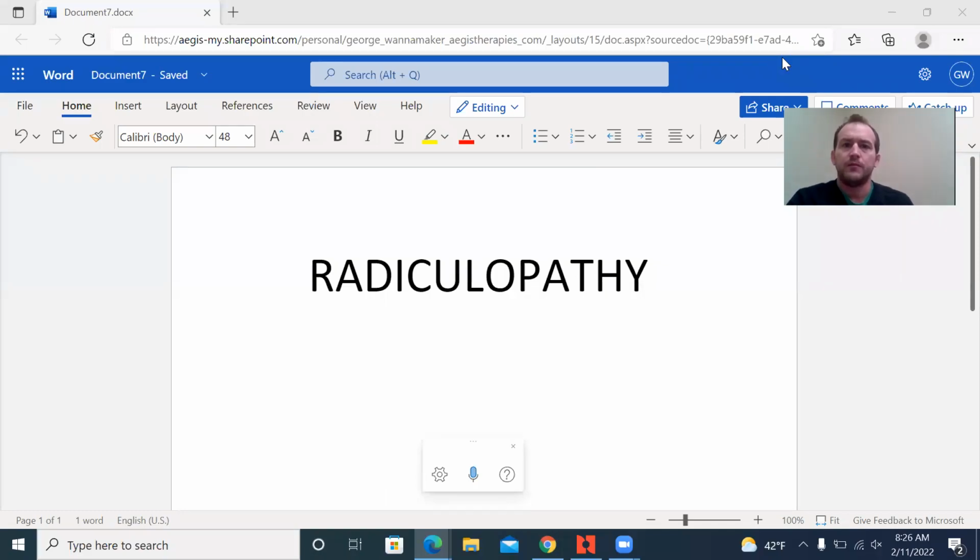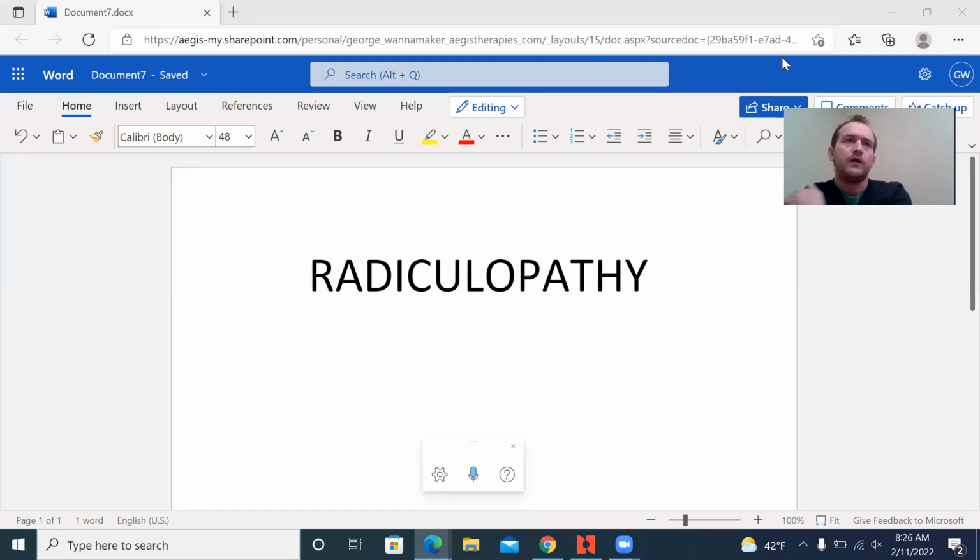I'm a physical therapist at Presbyterian Village, and this is a continuing series on back care and maintenance. What I'd like to talk about today is a term that gets thrown around a lot, and I'm not sure people exactly understand what it means or what the root cause of it is, and that term is radiculopathy.